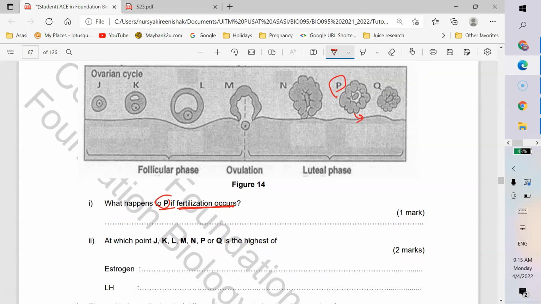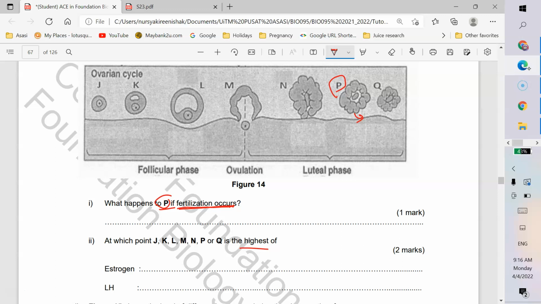Next is Hanan Alfa. Okay. Boleh dengar ke? Boleh. Estrogen and LH. My answer is... Okay, tadi dia putus lah. Tak apa, kita tengok sama-sama. At which point, J K L M N P Q, is the highest of estrogen.